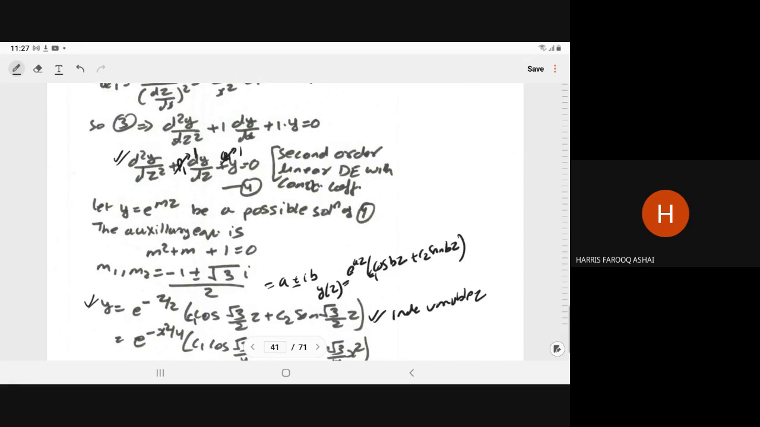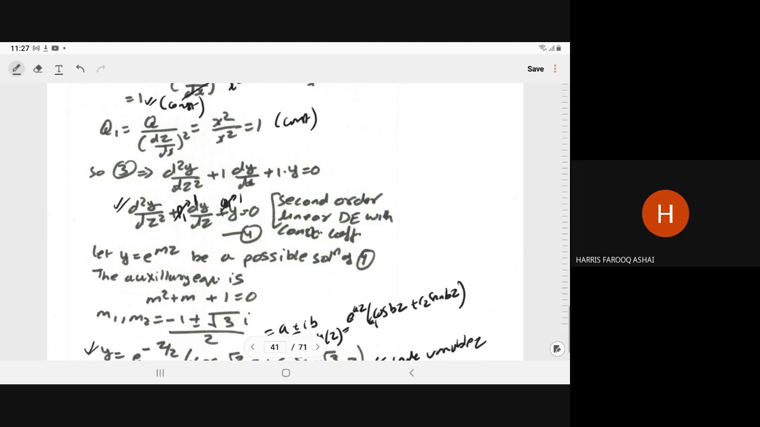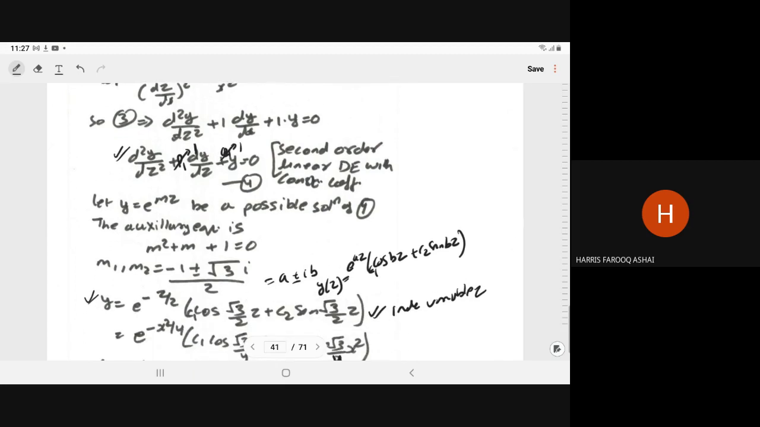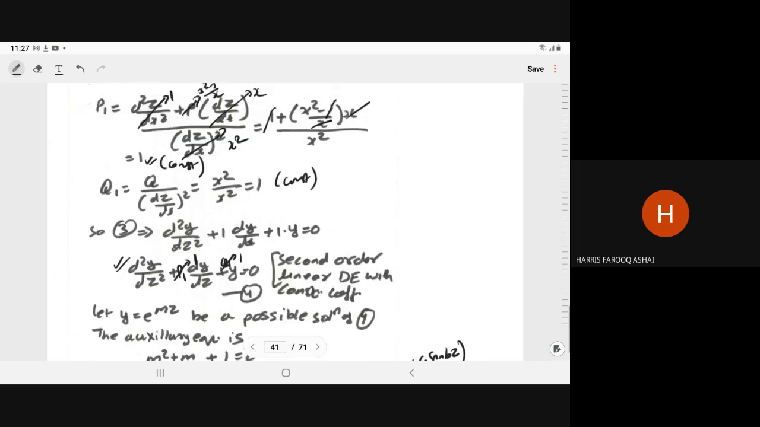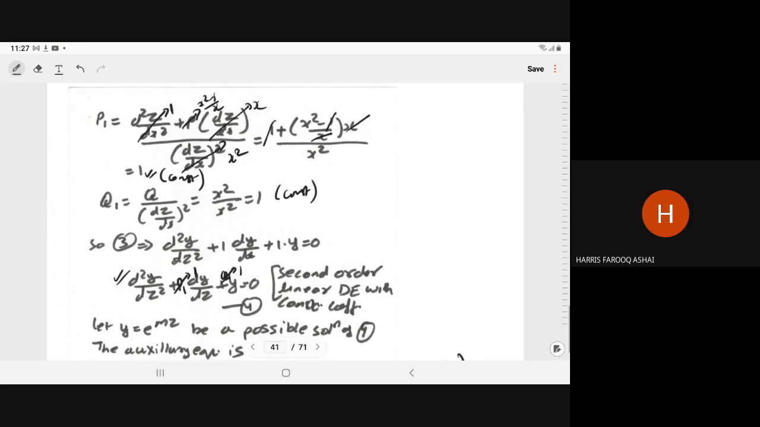For that, the p1 must be constant. Using the substitution z equal to x square, p1 must become constant, where p1 is d2z upon dx2 plus p into dz by dx upon dz by dx whole square.